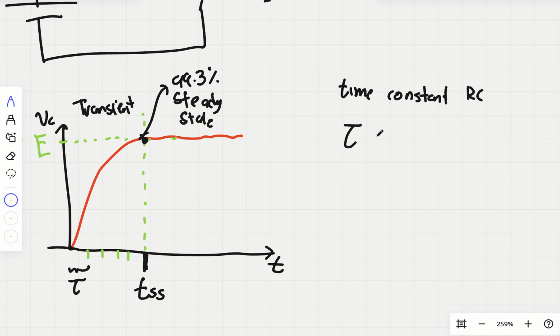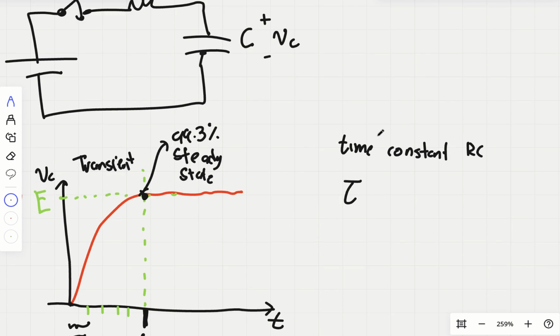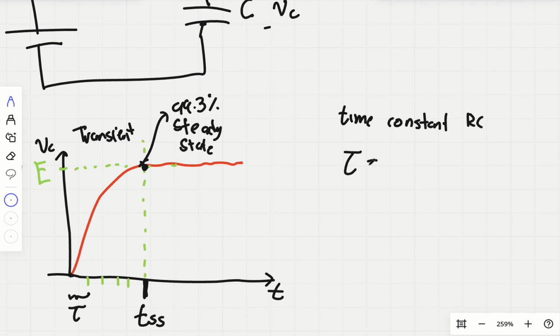To calculate the time constant is very simple. In an RC circuit, the time constant is simply R multiplied by C, with R in ohms and C in farad. If we multiply these two, we will get the time constant. The unit for the time constant is time, so the unit is seconds.